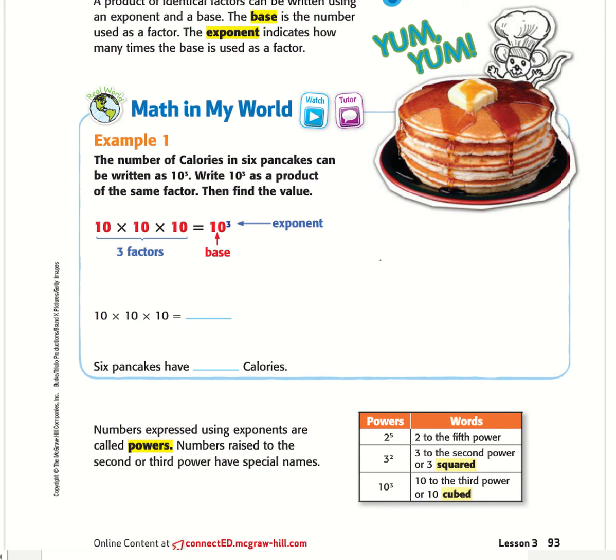The reason why the 3 is our exponent is because we're multiplying 10 3 times, and 10 is all the same number, so we can use that as our exponent. So even though it's written right here, I want you guys to, in this space, write 10 to the third power, and 10 is our base, and 3 is our exponent.